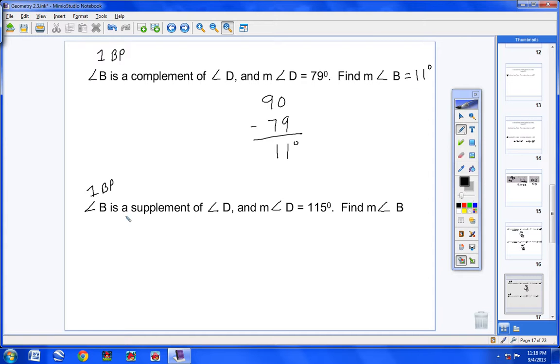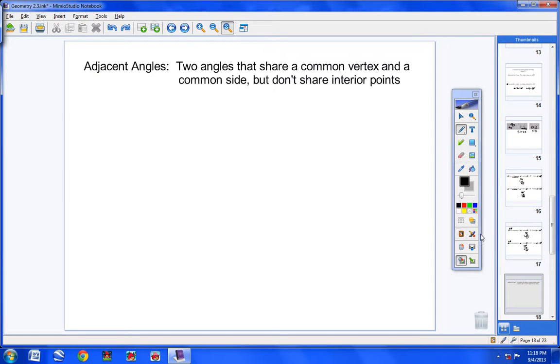All right. Now, B is a supplement of D, so we know when you add B and D together, you'll get 180 degrees. We know one of the angles is 115, so let's go ahead and subtract that out. And when you do, you should get 65 degrees. So we know the measure of angle B has to be 65 degrees, and that makes sense. If you take 115 and 65 degrees and add those two together, you will get 180 degrees. Okay, let's continue on.